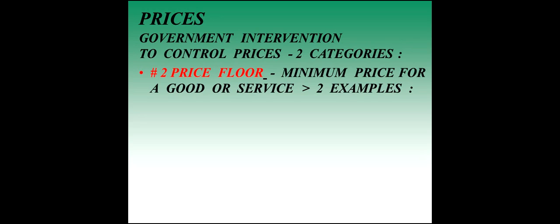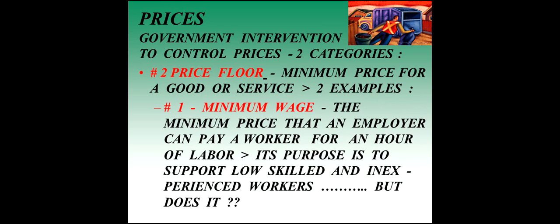Let's now move on to our second category of price control. The second category is what we call a price floor, the opposite of a price ceiling. The price floor is a minimum price for a good or service. And I'm going to talk about two examples. Here's the first one, the minimum wage.